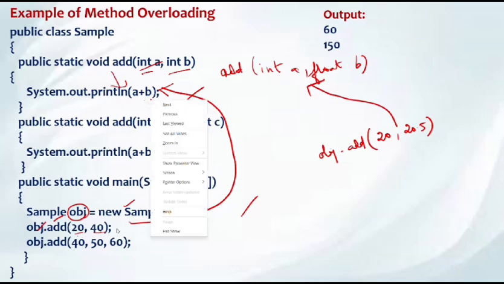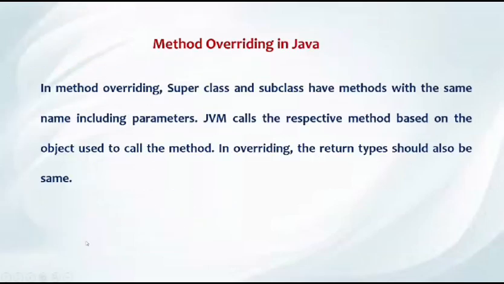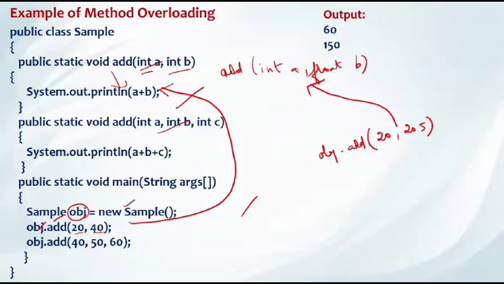The next statement is the object call with 3 parameters: 40, 50 and 60. It checks for the class method having the 3 parameters list and data type. So the second add function will be executed, that is System.out.println a plus b plus c. The output of the program is 60 first and 150 second. Clear?